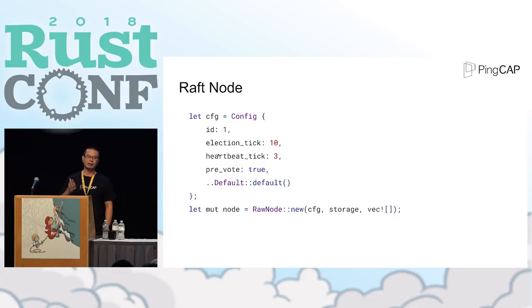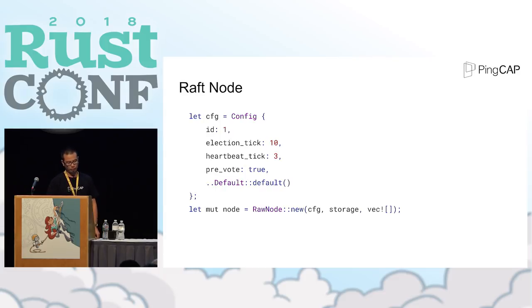You may still remember that I mentioned the tick before. For every tick, for example, the election tick is for the follower. So when we tick 10 times, if the follower doesn't receive any message from the leader, it will become a candidate and begin the election again. The heartbeat means that when we tick 3 times, the leader will send a heartbeat to the other followers.